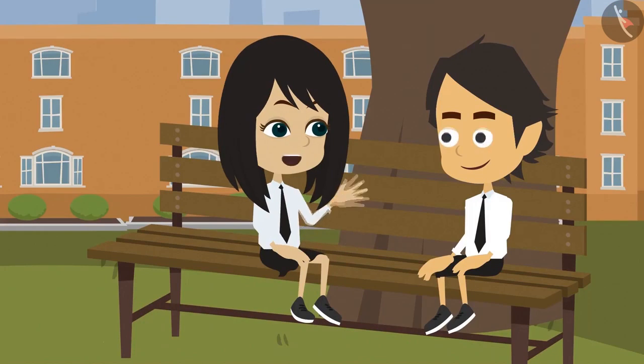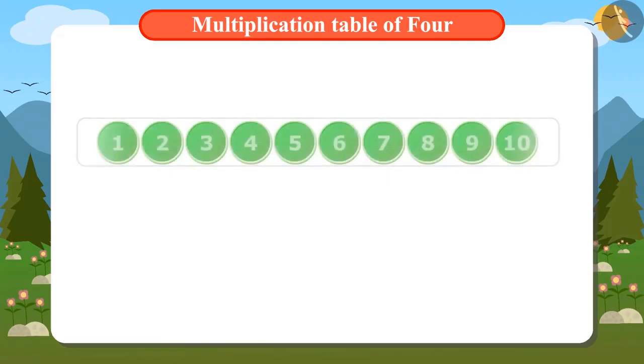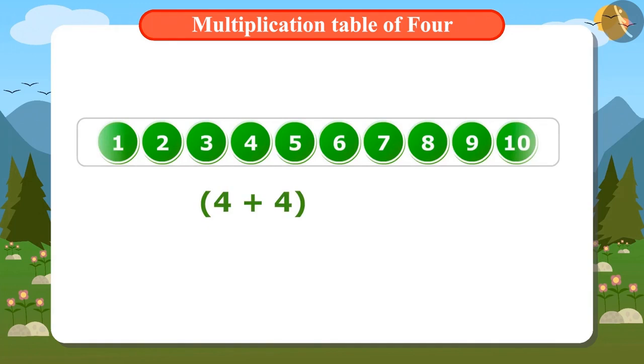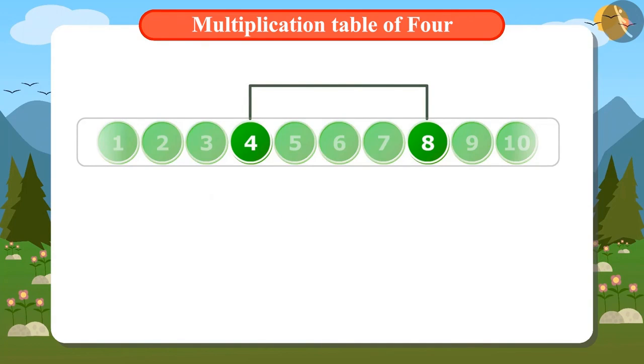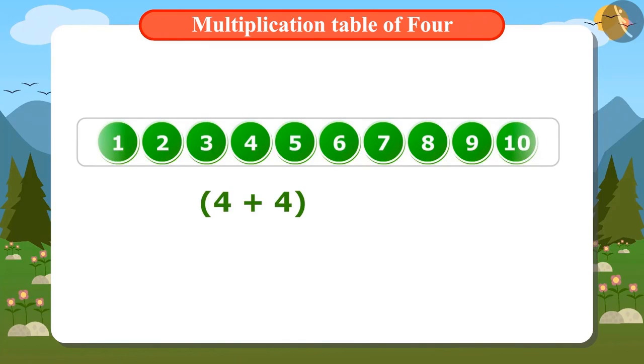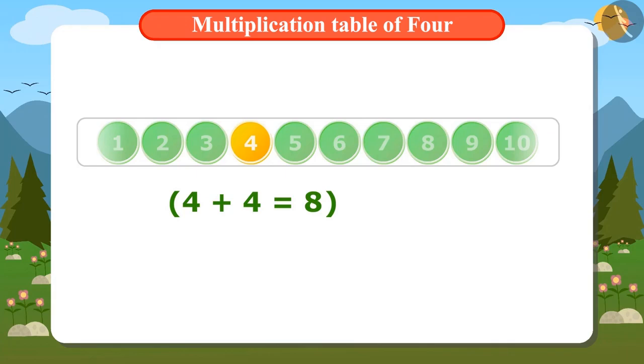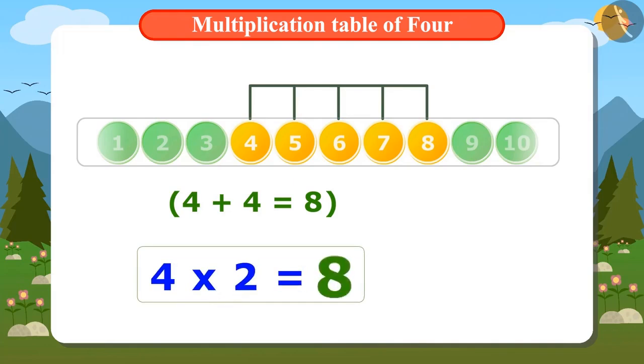There are 2 ways to find the next number. Either add 4 2 times or find the fourth number after 4. Adding 4 2 times gives us 8. Now we will find the fourth number after 4. That is first, second, third and fourth number is 8. The answer is the same in both ways. That is 8. That means 4 2s are 8.